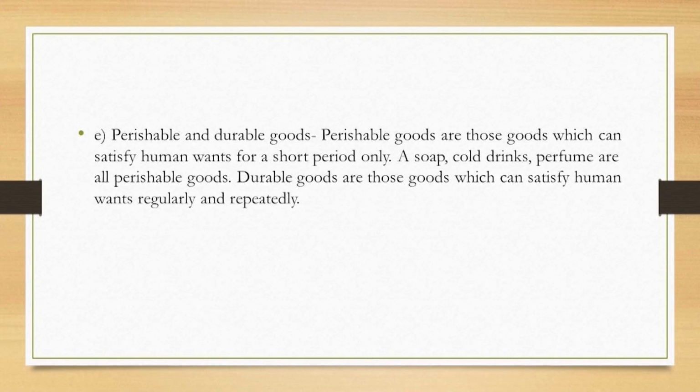Then the other type of goods are perishable goods and durable goods. Perishable goods are those goods which can satisfy the human wants for a short period only. Soap, cold drinks, perfume are all perishable goods. Durable goods are those goods which can satisfy human wants regularly and repeatedly. That is, these are somewhat permanent goods.